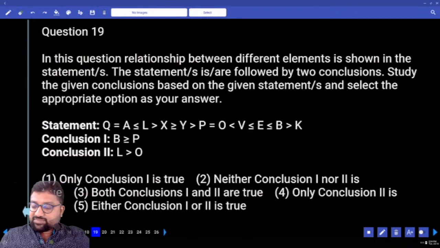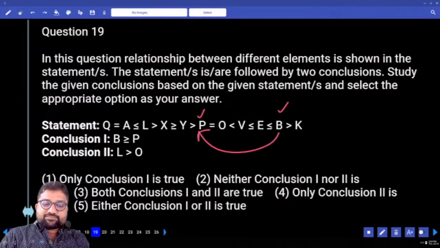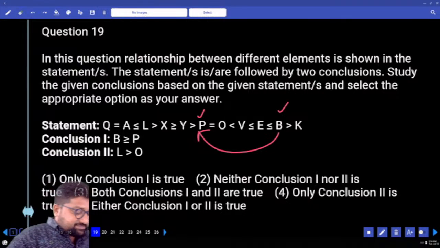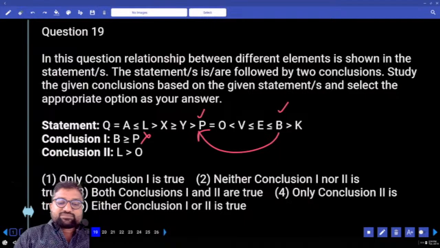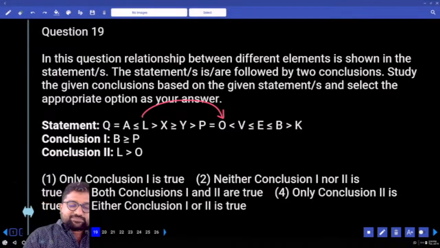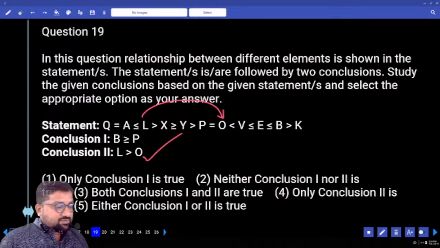19th question. B greater than or equals to P. This is B here and this is P here. What's the answer? B is greater than P. Wrong. L greater than O. Let's go from L to O. Tell me, yes or no? What's the answer? Only 2.